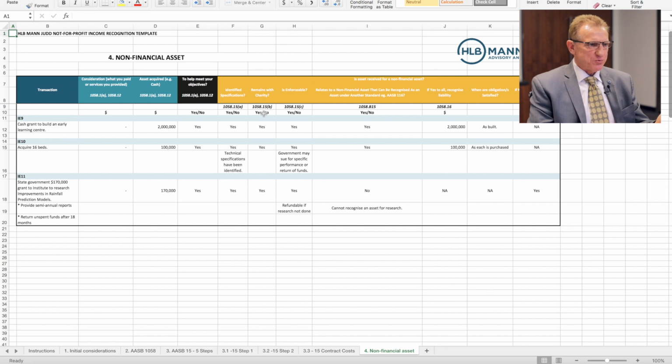Do you get to keep the asset at the finish is the next question, and you have to look at that and see what the agreement says. Enforceability is another section, and you've already seen some guidance on that. And this next question is, does it relate to a non-financial asset that can be recognised as an asset under another accounting standard? And if it's a building, well, the answer is yes, it can be. If yes to all of those things there, then we recognise a liability. And then we look at when the performance obligations will be satisfied. And if they're no to these questions, then you recognise the income on day one. That's a bit of a guide to how you work through this.